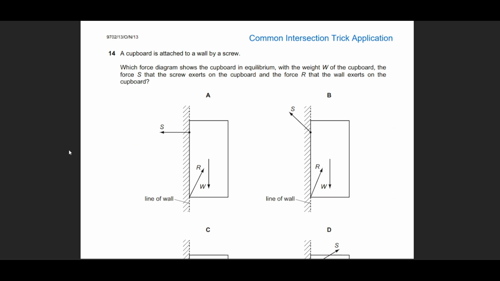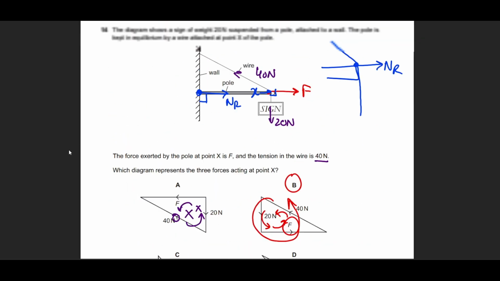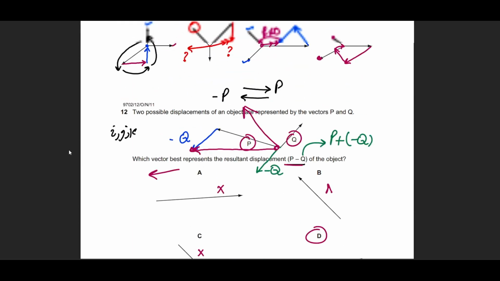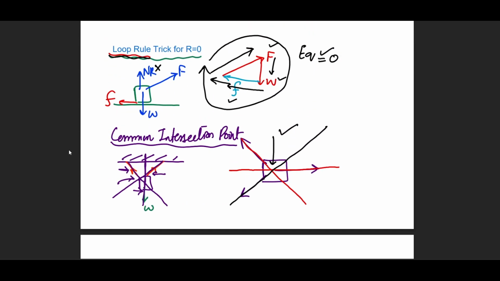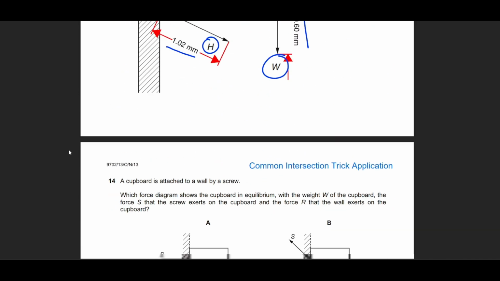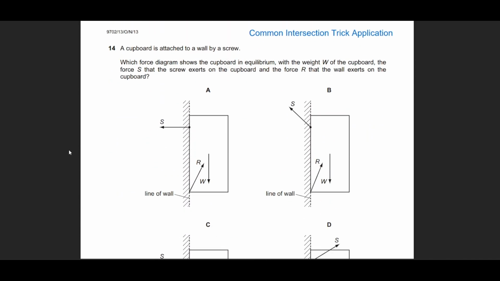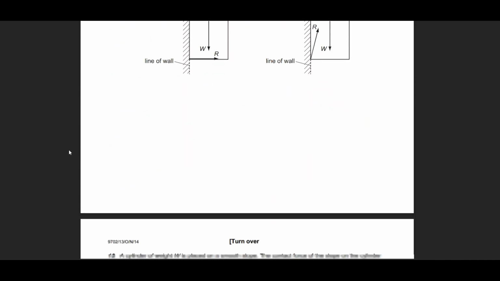Now we look at the common intersection trick application. You may be reminded of this from when I discussed it earlier: when you extend all the forces, they should pass through a common point. Then the system will be in equilibrium. If they don't, it will not be. But this question is a bit tricky, so I'm going to skip this for now. I'll solve this at the end.